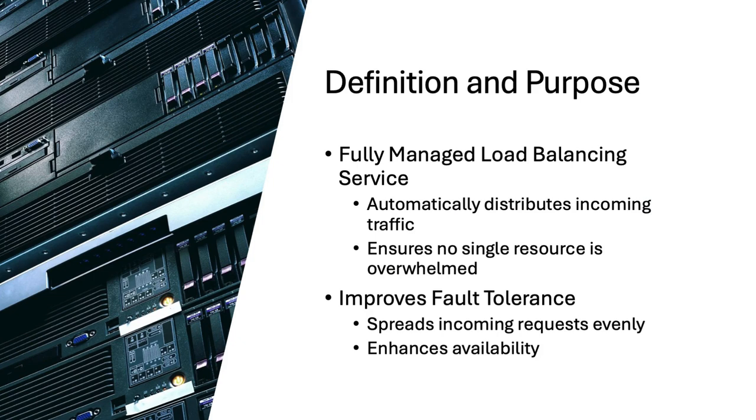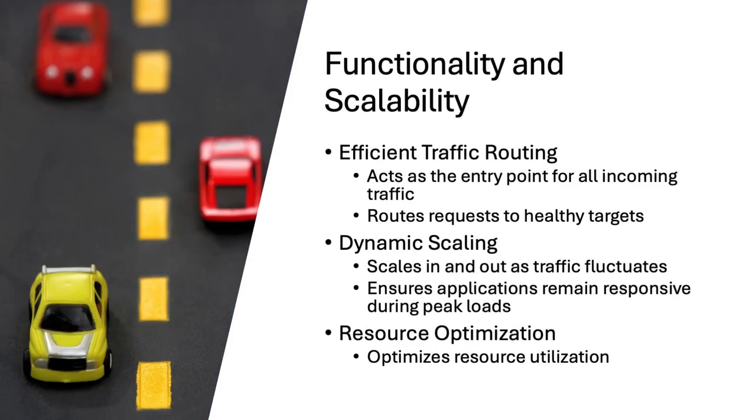AWS Elastic Load Balancing, or ELB, is a managed service that distributes traffic across multiple targets, ensuring no single resource is overwhelmed. This improves fault tolerance and availability. AWS Elastic Load Balancing offers efficient traffic routing, dynamic scaling, and resource optimization.